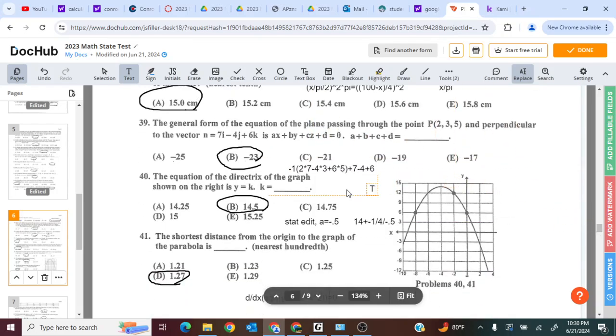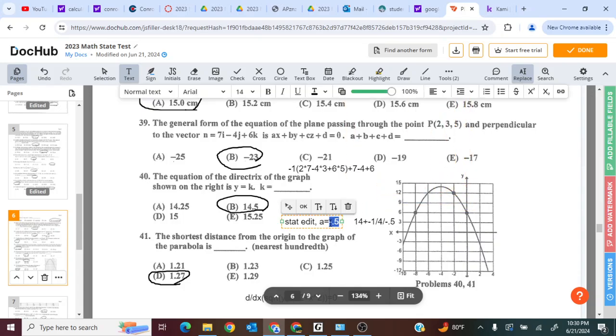Number 40, the equation of the directrix is shown on the right. Y is equal to k. Stat edit these points, and you'll get an equation. And then you figure out your a value, so your ax squared. It's negative 0.5 in this case. So you do your equation for focus, -1 over 4 over your slope. Do that, you get plus 0.5. 14 plus 0.5 is 14.5.